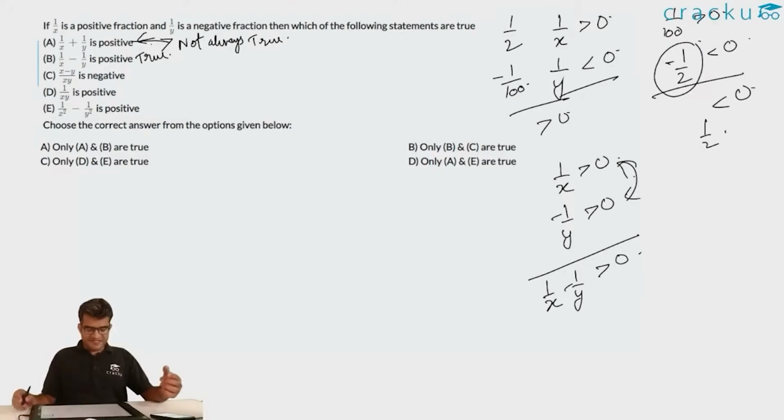Option C is x minus y divided by xy. What is x minus y divided by xy?